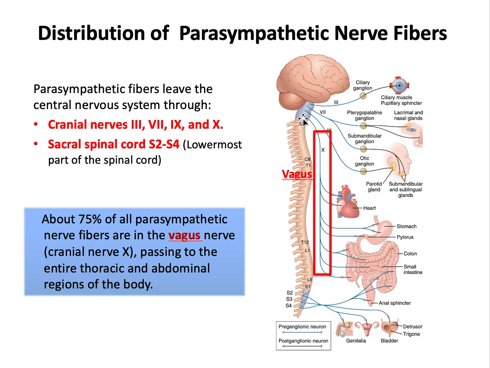And it's because if we follow cranial nerve 10, the vagus nerve, you'll see that it innervates lots of internal organs, right? About 75% of all parasympathetic nerve fibers are contained within the vagus nerve. So it's a large component of the parasympathetic nervous system. The vagus nerve originates from the brainstem, and it innervates visceral organs like the heart and the GI system.